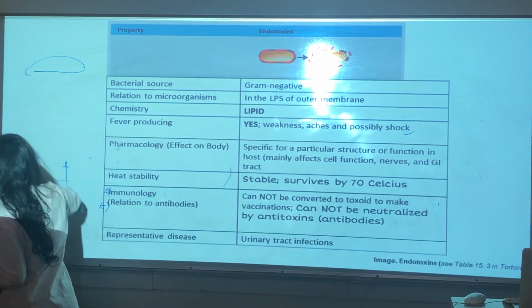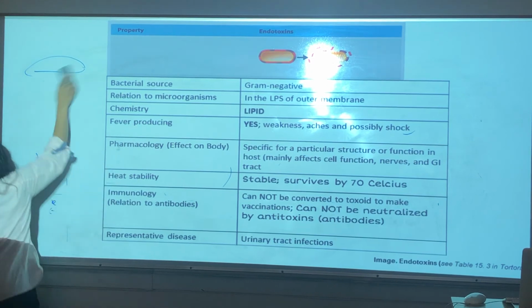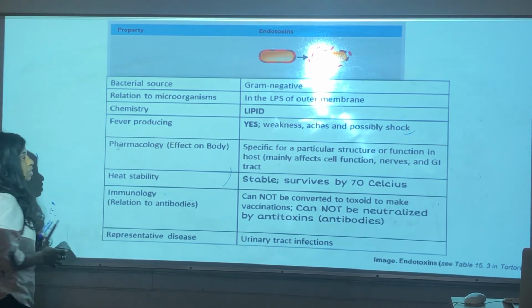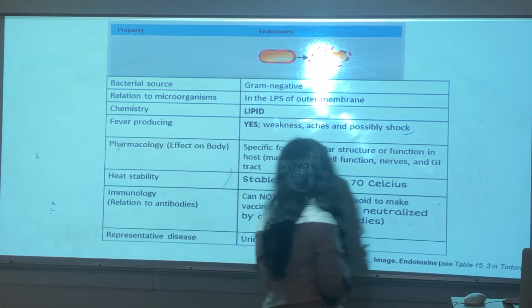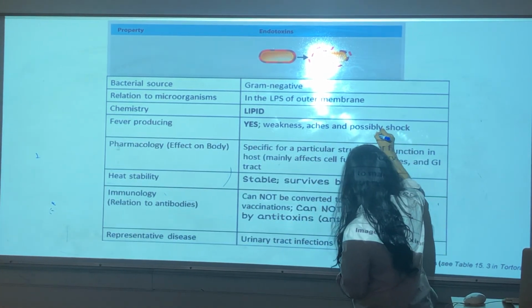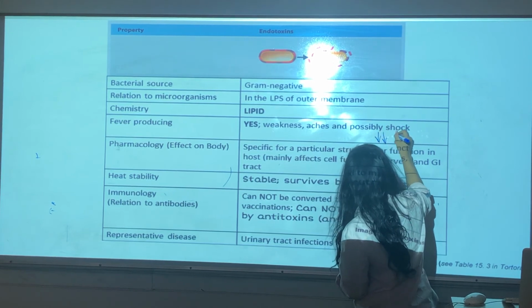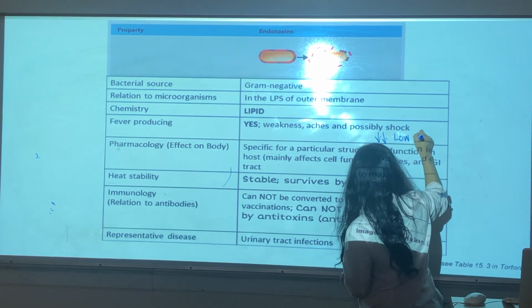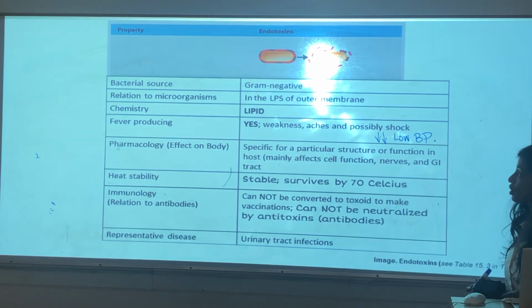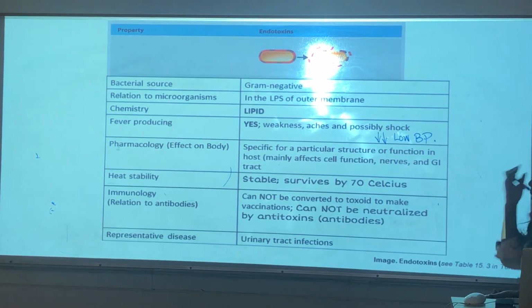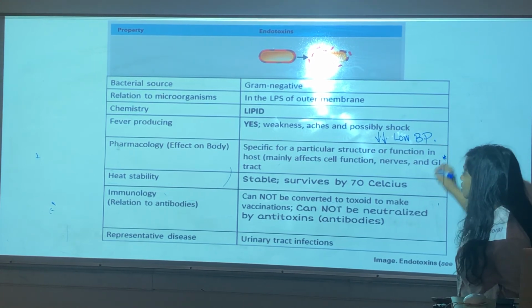So the endotoxins, just to look at some other characteristics, they are likely to cause fever, weakness, aches, and possible shock. Shock means that the blood pressure, remember, is going down, and it cannot be controlled at that point. So the endotoxins can cause the blood pressure to go down. Let's see, what else do we have? They mainly affect cell function, nerves, and the GI tract, as we saw in salmonella.